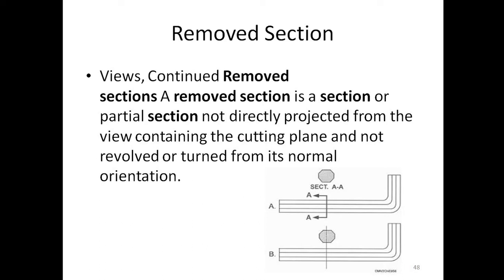The main difference between a revolved section and a removed section is that in the case of a revolved section, we take the cutting plane and revolve or rotate it by 90 degrees to understand its internal geometry. But in the case of a removed section, the cutting plane is taken and that projection is not projected directly; the geometry is drawn somewhere else and shown by section AA. This is the main difference between a revolved section and a removed section.